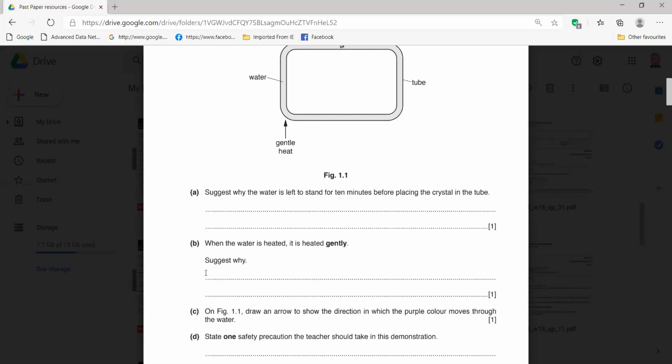When the water is heated, it is heated gently. Suggest why. Because, sir, or else all the water will be boiled.